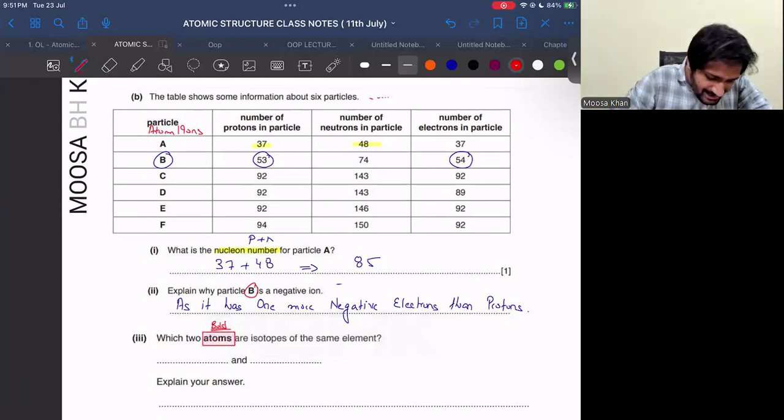So if you see C and D, yes, C and D have the same number of protons. They do have the same number of protons, but is C an atom or not?